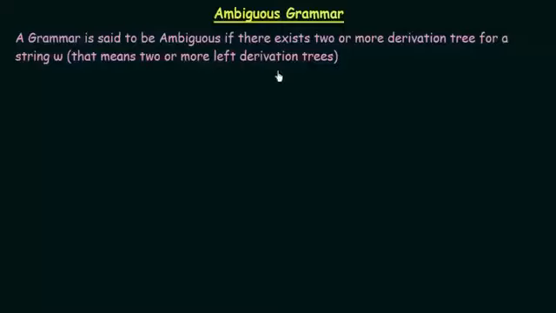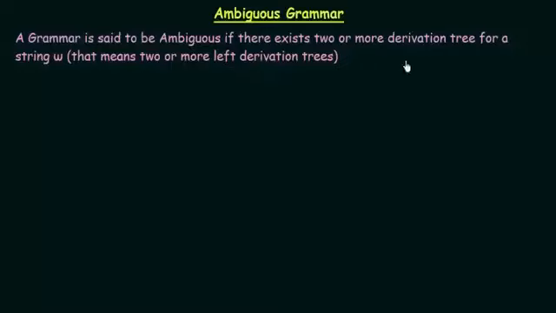In the last lecture we studied derivation trees and saw how we can draw derivation trees for the strings of a certain grammar. So let's say that we have a grammar given and there is a string omega that can be generated from this grammar. And if this string omega can be derived from two or more left derivation trees, then that grammar is said to be ambiguous.